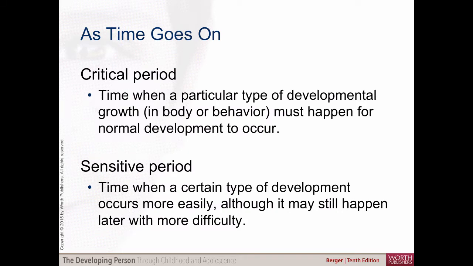So there's something called a critical period, and this is a time when a particular type of developmental growth in body or behavior must happen for normal development to occur. A human embryo grows arms and legs, hands and feet, fingers and toes, each over a specific few days between 28 and 54 days after conception. After that, it's too late. And so this is called the critical period.